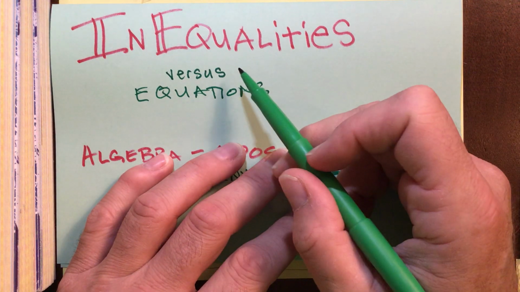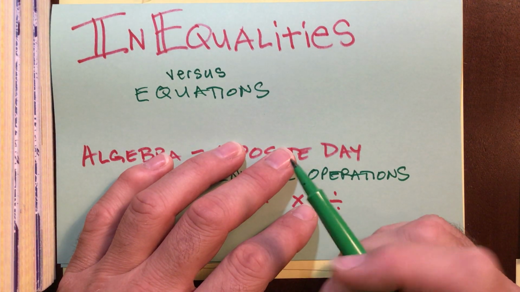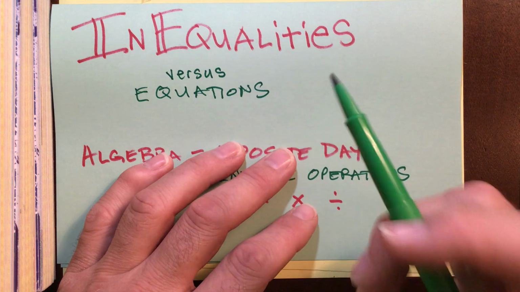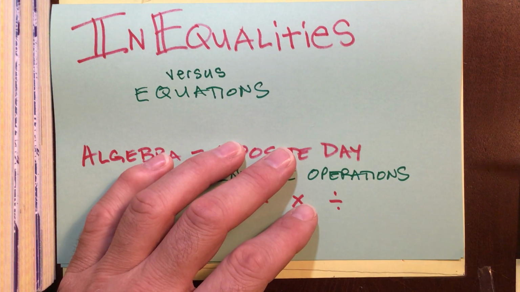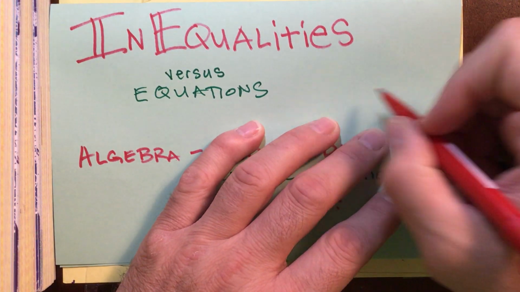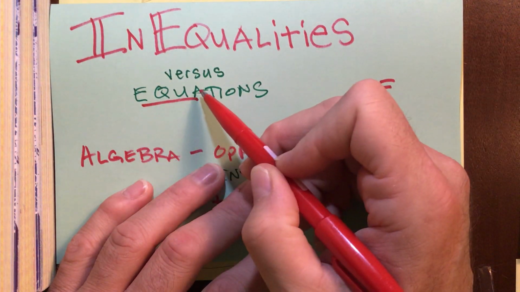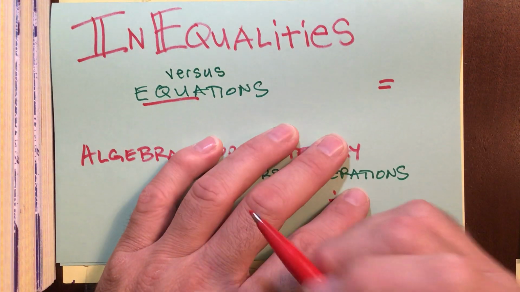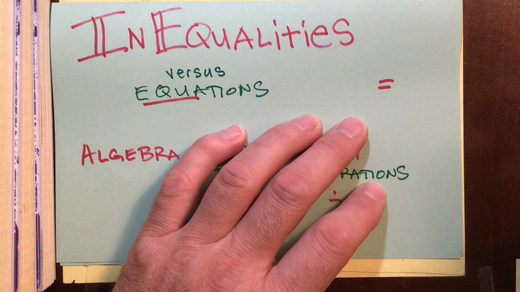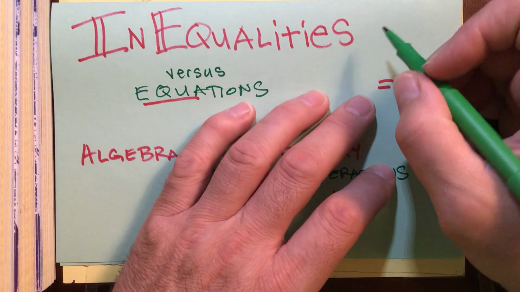Let's see here. We have inequalities. What are those? Well, first, we compare them to equations. The only difference is equations have an equal sign. There it is, equate. That means equal. Inequalities means not equal. So what symbols do you think we're going to use?